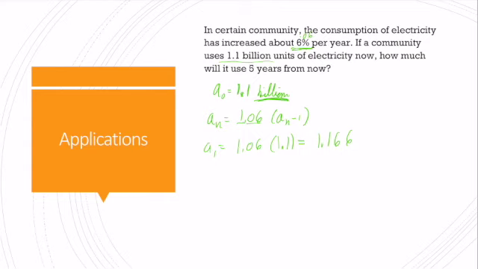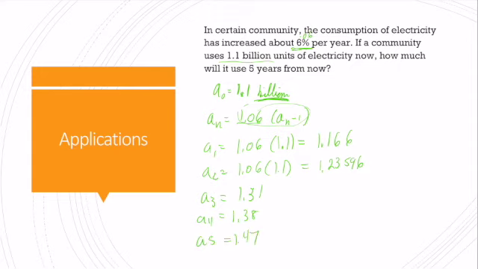Now this is going to be a sub 2, which is 1.06 times 1.166, which gives me 1.23596. A sub 3 equals 1.31. A sub 4, we'd find 1.38. And a sub 5 would be 1.47.